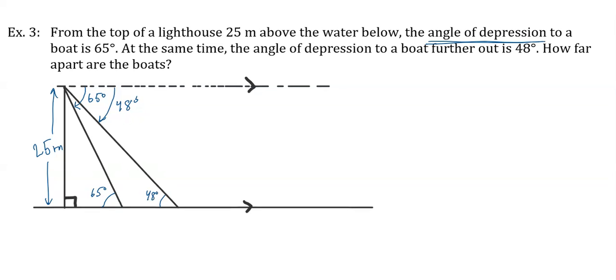Anybody know? Well, this is 90. So if this is 65, what is this little bit? 90 minus 65. So that's going to be 25 degrees there. And do the same thing for this one. So I could get this angle and I could get this angle. But having those ones is enough.